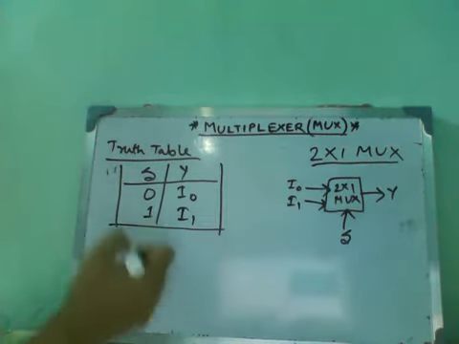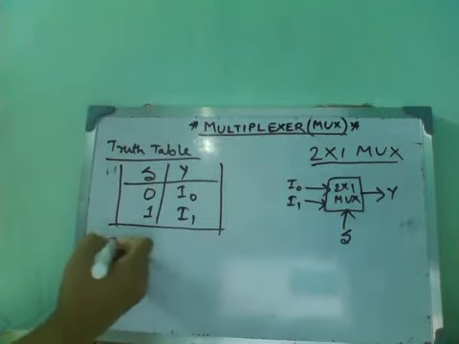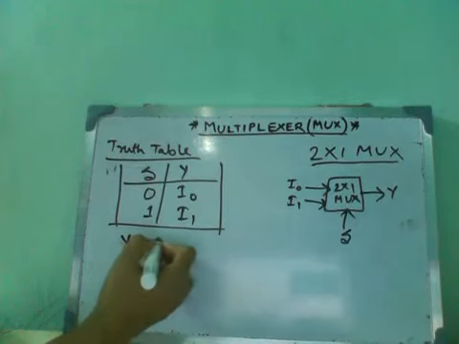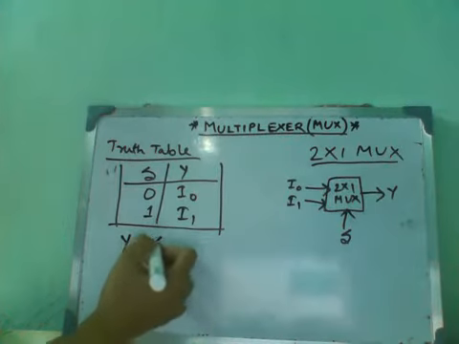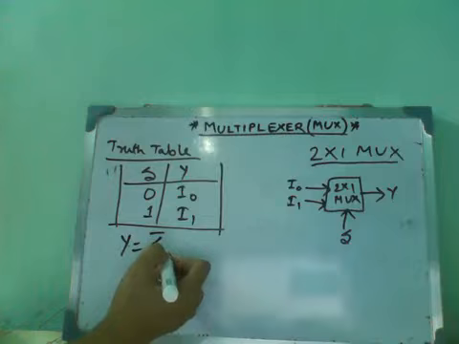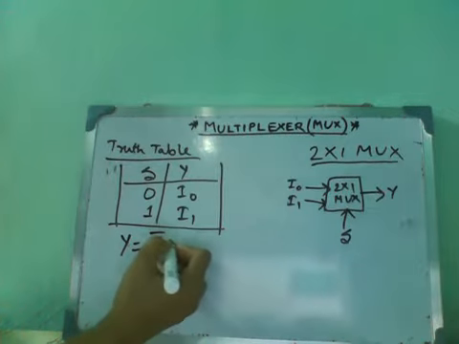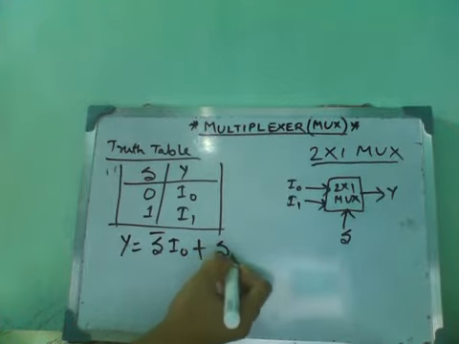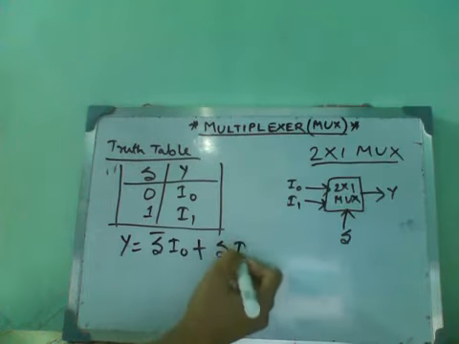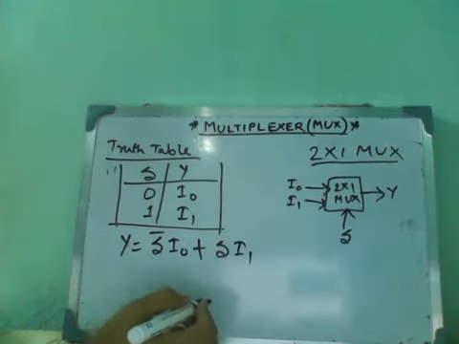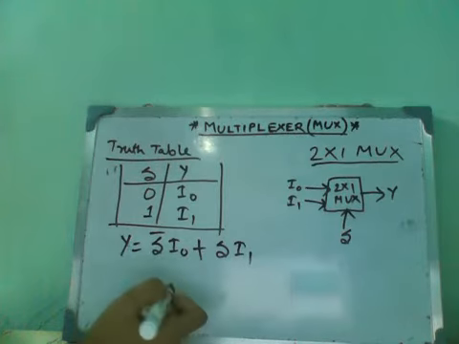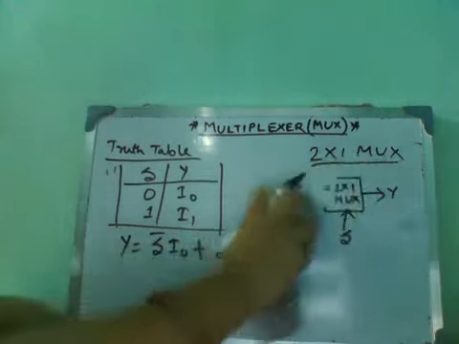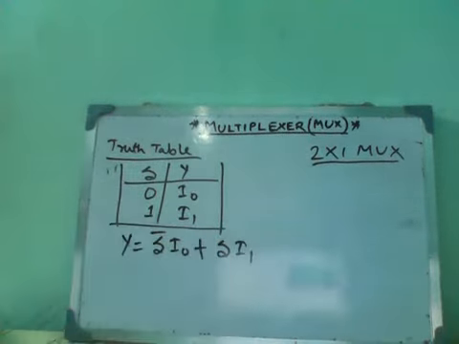From the truth table, we can get the function of Y: S complement, that is S bar, I0 plus S I1. When S equal to 0, then we get I0, and other condition is when S equal to 1, we get the data I1. So that is the function. From this function, we can easily make the 2 to 1 MUX circuit.